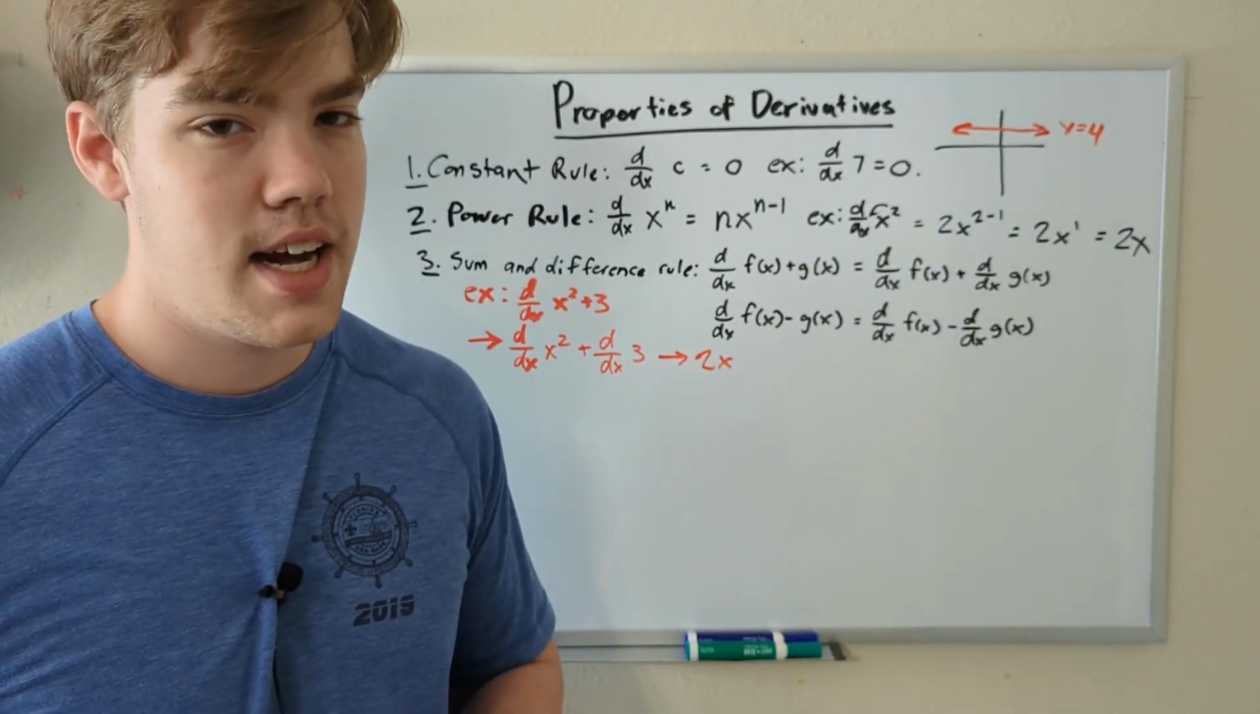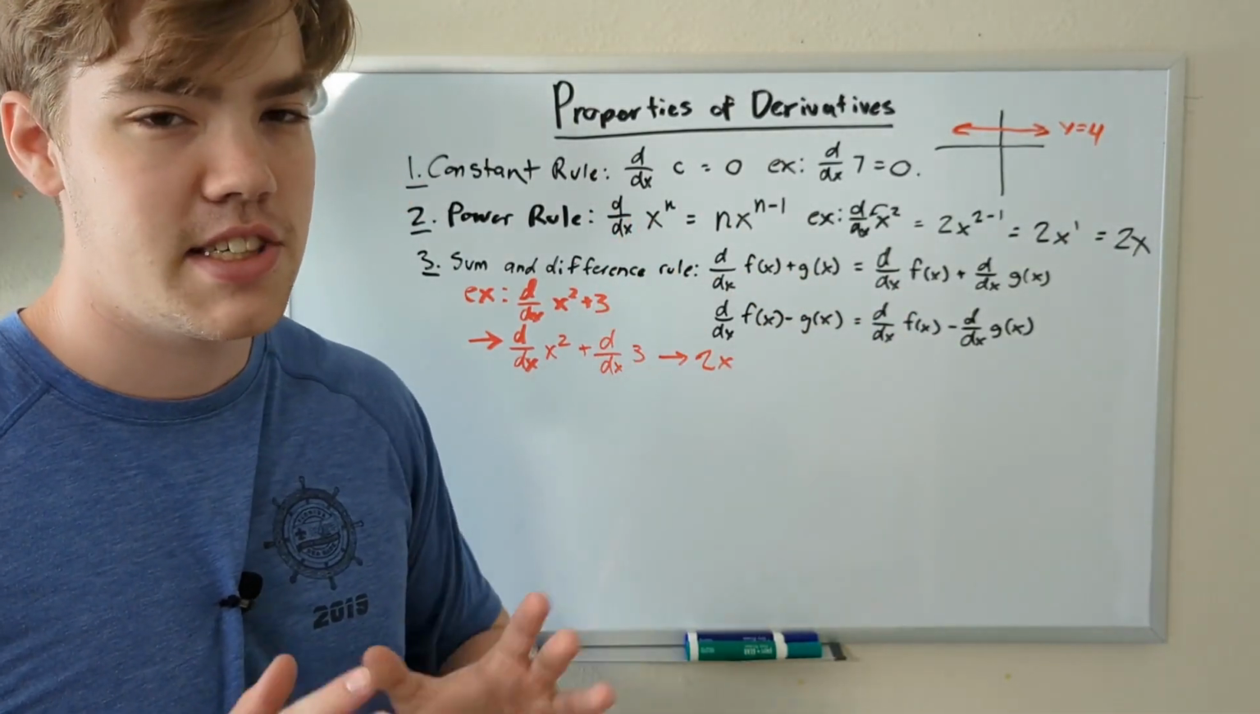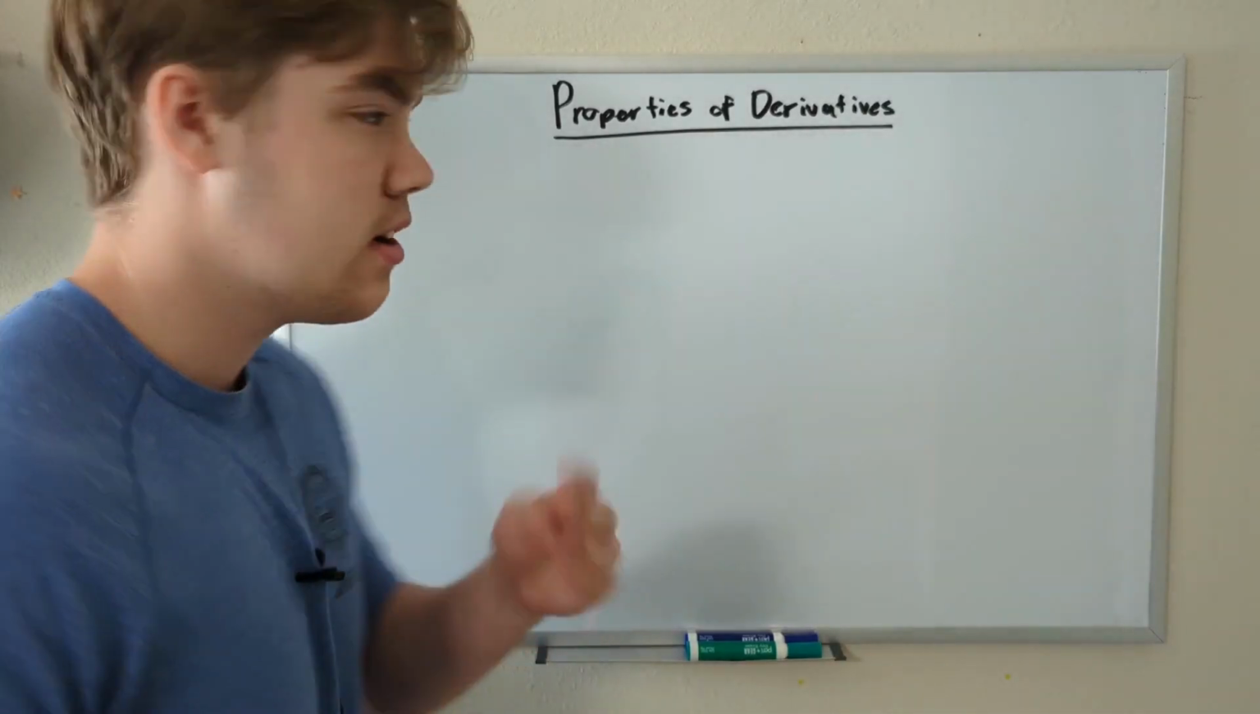Now rule number 4 and 5 are a bit longer, so I'm going to erase this to give myself plenty of room to work with. Rule number 4 is the product rule.